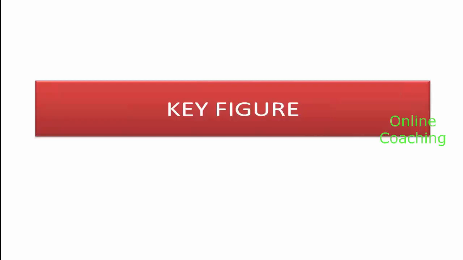When I'm talking about an info object, a characteristic info object, we can load only master data. When you're talking about key figures, if you want to load transaction data, we have to create key figures. Let's talk about what is a key figure.